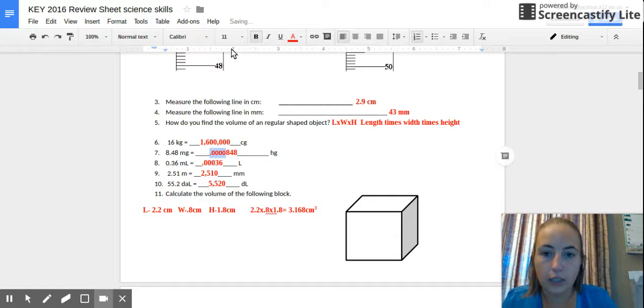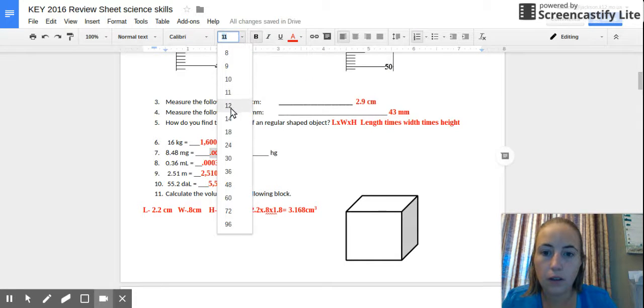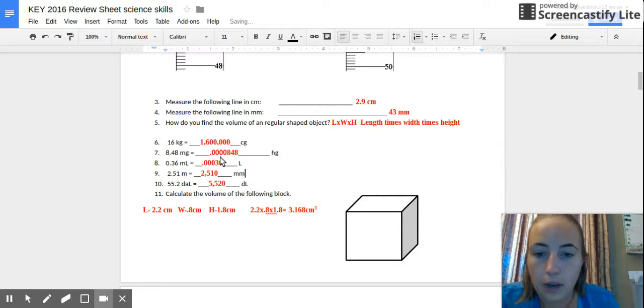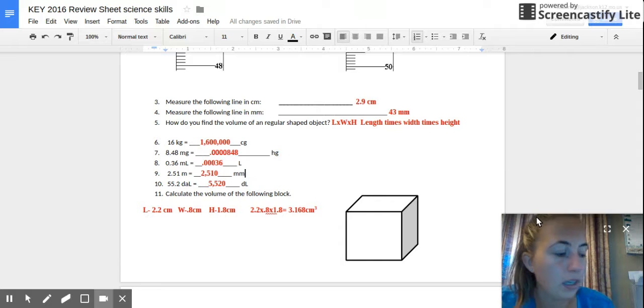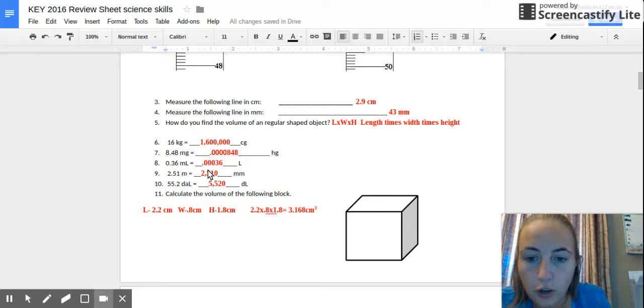Gotta pay attention on there. I always mess something up, so pay attention to that. We're going bigger to smaller. Milliliters to liters. We're going to go from the right to the left. Decimal point is right here. You're going to go 1, 2, 3 jumps to the left.